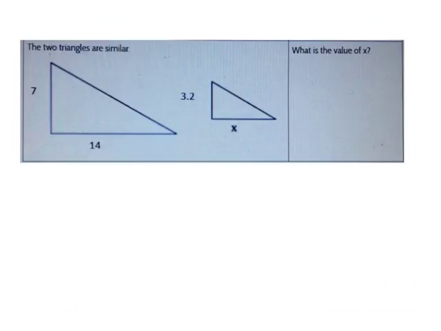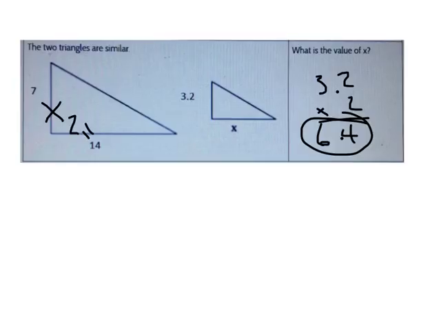Now try one on your own. The two triangles are similar. What is the value of x? I can see that the medium side is 2 times as long as the short side. So x will be 2 times as long as 3 2/10. X is equal to 6 4/10.